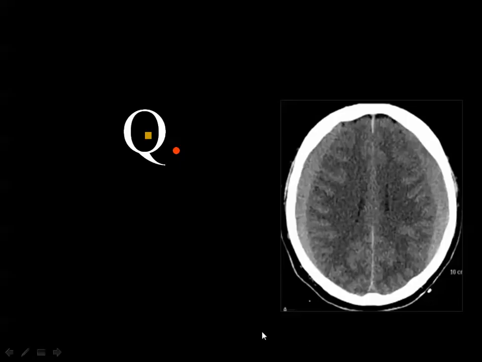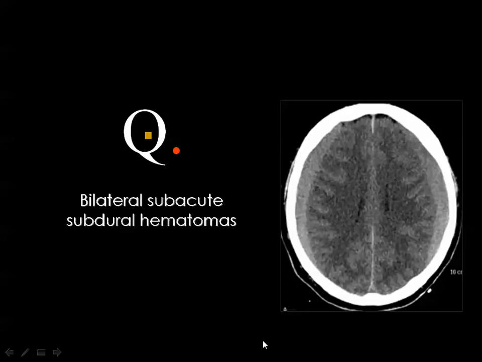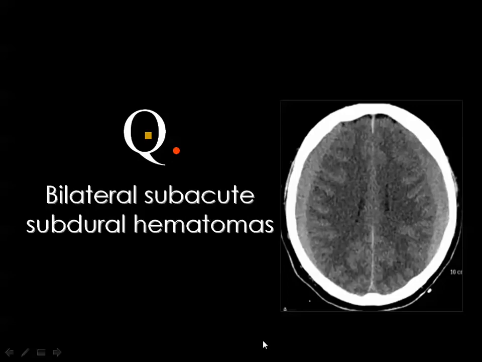CT scan of the brain, axial image in soft tissue window without intravenous contrast injection, showing bilateral subdural collections of relative isodensity to the brain parenchyma, diagnostic of subacute subdural hematomas.